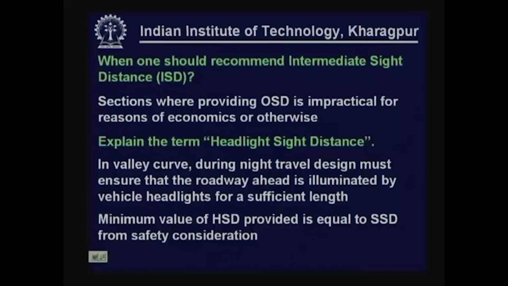Explain the term headlight sight distance. Particularly in a valley curve during night travel, it is only the length of the road which is visible by the illumination of the headlight that is visible to the driver. So, particularly for a valley curve, it is crucial that the distance be adequate for emergency stopping of the vehicle, and we consider the distance as headlight sight distance. That means the distance which is visible by the illumination of the headlight.